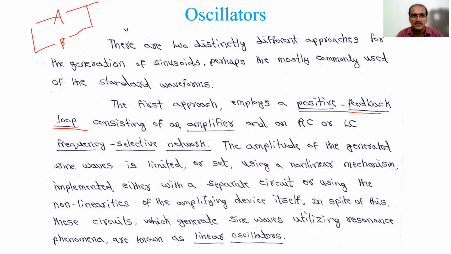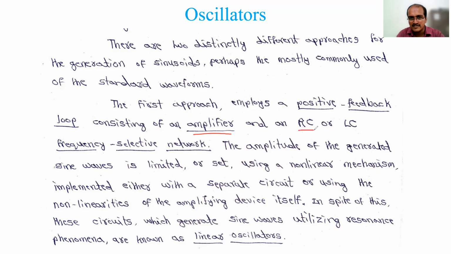So here I am writing plus or minus at the summing point. If you write plus, it is positive feedback. If you write minus there, it is negative feedback. We are employing such a positive feedback loop in this case. So what does it consist of? It consists of an amplifier in the forward loop, and in the feedback path you can have different elements.